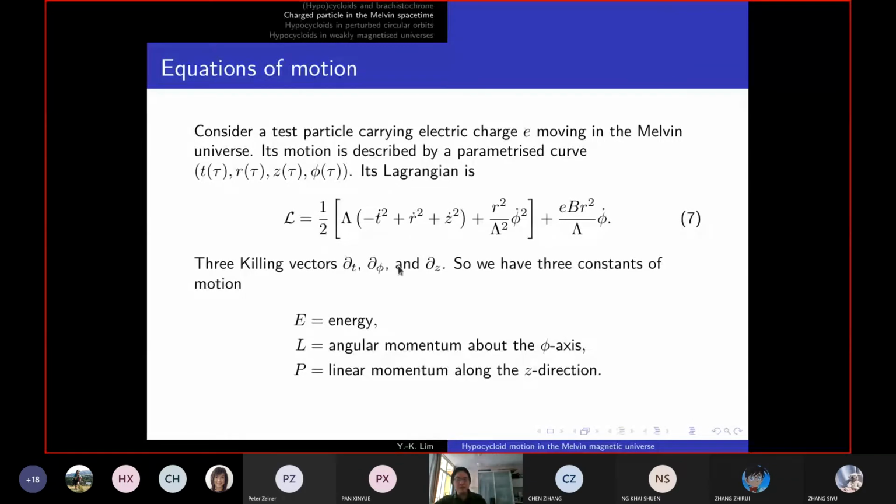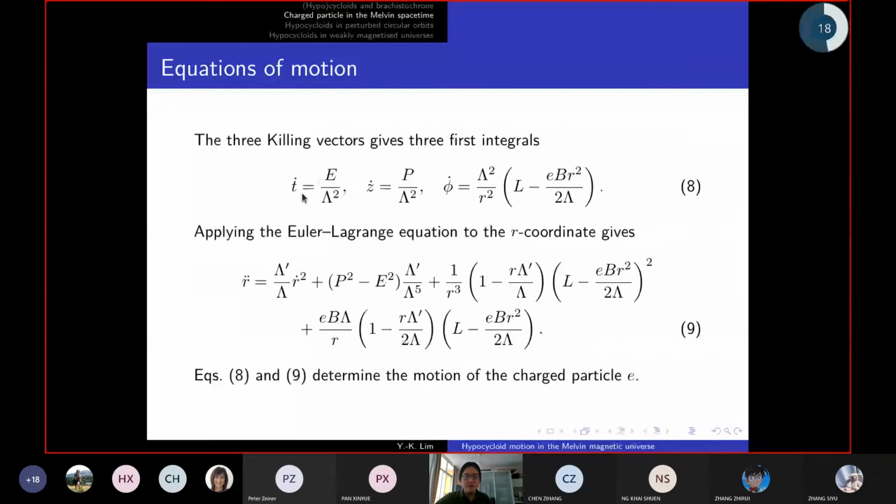And because this space-time, the Melvin universe, has a lot of symmetry, it has symmetry in the time, angular, and z direction. Because of this symmetry, we have three constants of motion. I have a conservation of energy because of the time, conservation of angular momentum because of the phi Killing vector, and conservation of linear momentum in the z direction. This will cut down our equations of motion. Thanks to these three constants of motion, three of my equations of motion are just first order, which are easy to solve. These are the equations for how the t, z, and phi evolve according to some parameter tau, which is usually the proper time.